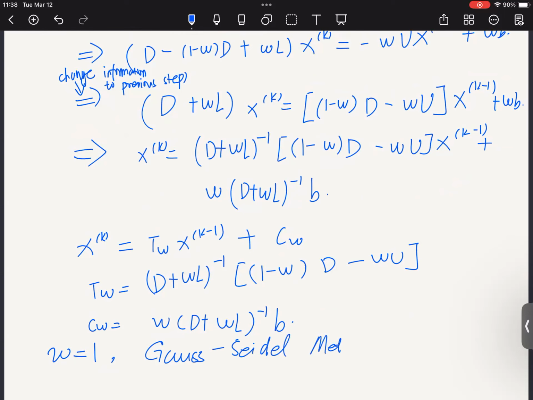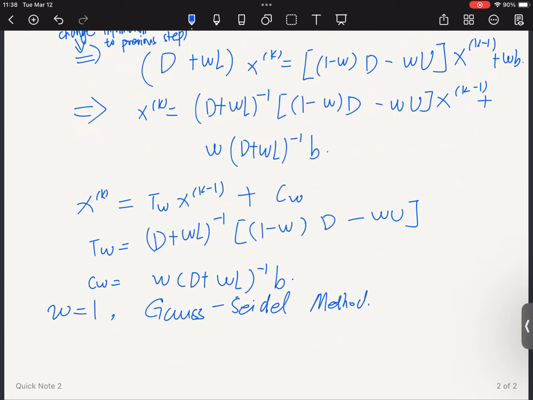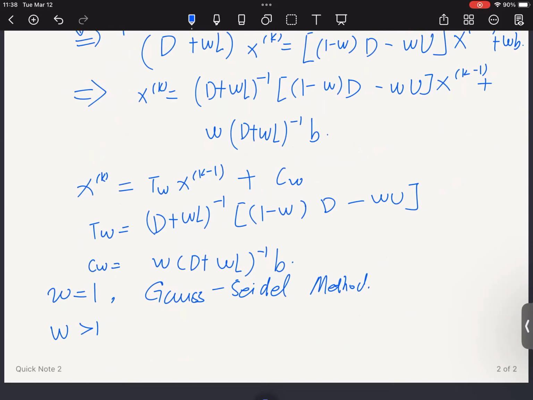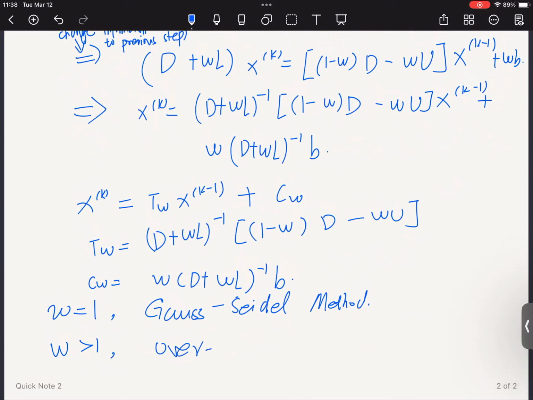Seidel methods. Because you will see we are moving part of the D to the right-hand side. So that is the same as the Gauss-Seidel method when the omega equals 1. When omega is bigger than 1, we call this the over relaxation method. And when omega is smaller than 1, that's the under relaxation method.